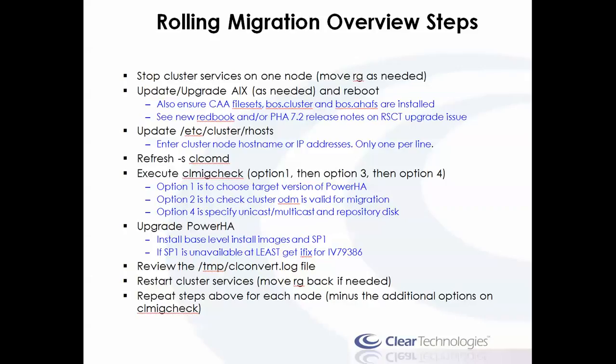And then the last option 4 is we tell it if we want to use unicast or multicast, and what disk do we want to use for repository disk, which is a new requirement in version 7 as a whole. We will then upgrade PowerHA, install the base and SP1.